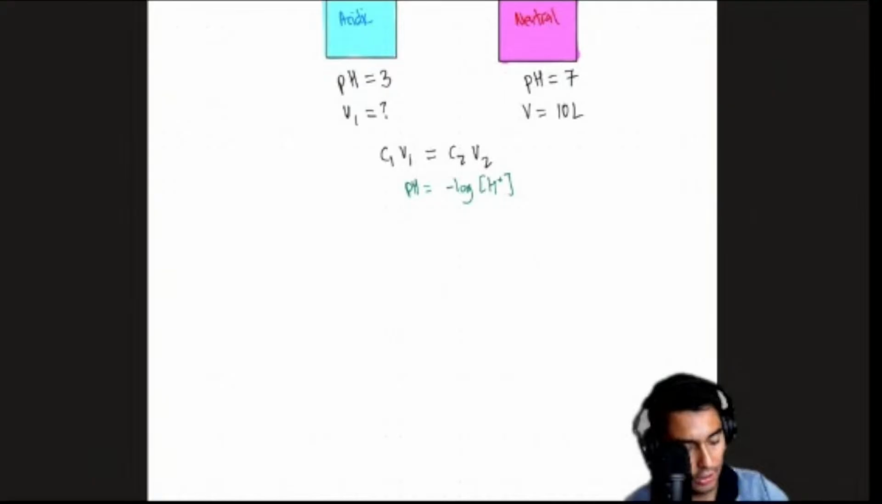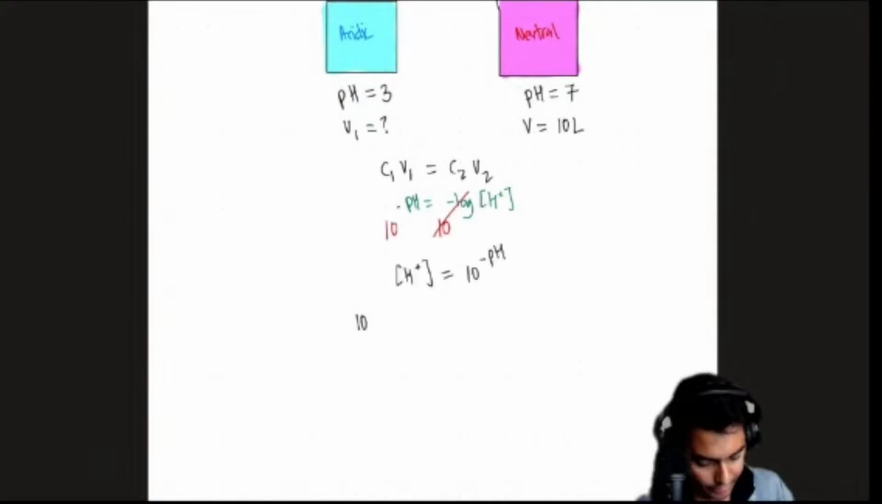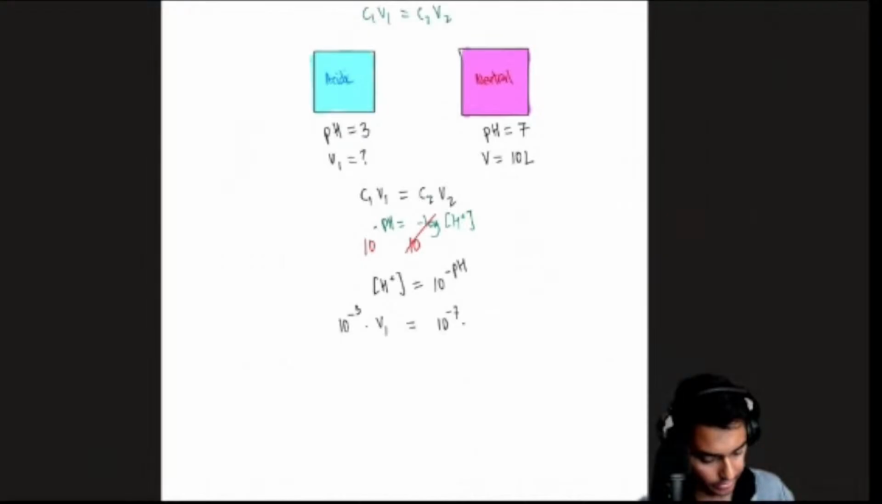All right, so now I have 10 to the minus pH, and now I can start to plug these values in. So I have 10 to the minus 3 times V1 equals 10 to the minus 7, because that's pH 7, times the concentration, times V2, which was 10 liters. Okay, so I'm going to divide both sides by 10 to the minus 3. Effectively, we see that V1 is 10 to the minus 7 divided by 10 to the minus 3.